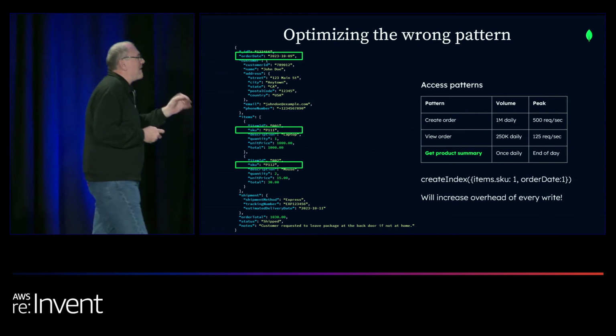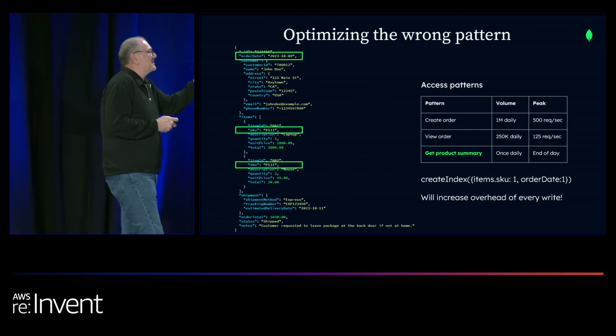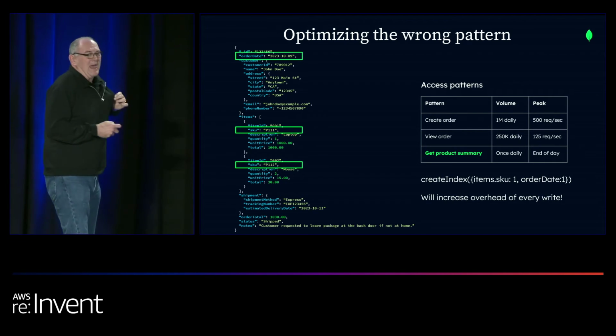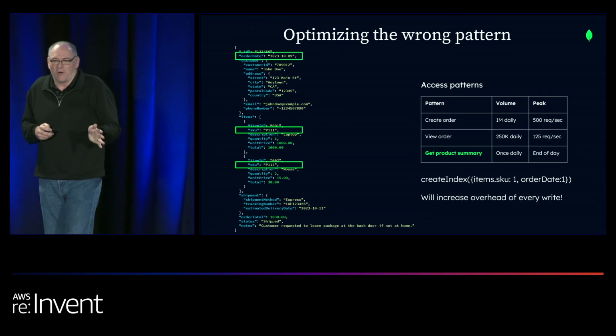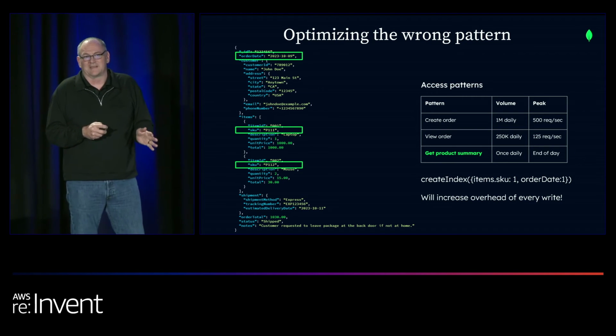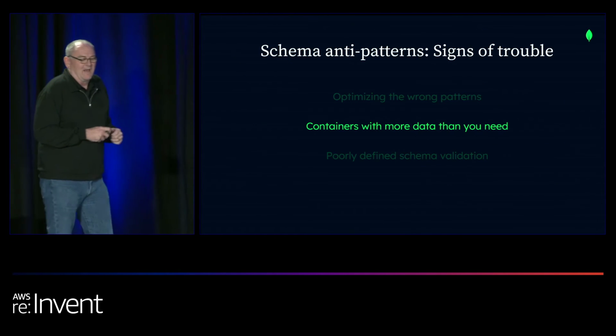Again, optimize the patterns that matter. The one that matters is the write pattern. Make sure your write path is as clean as possible. Don't over-index. Don't index for access patterns that you don't actually need.